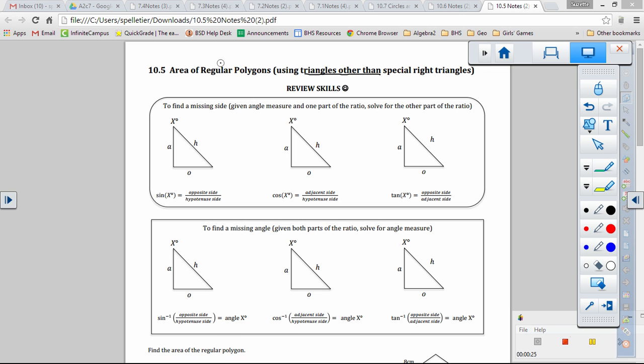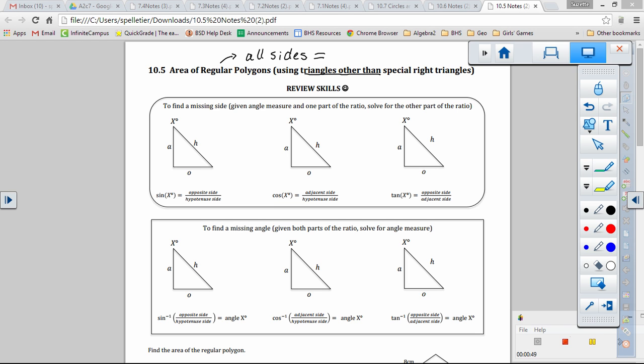So the area of a regular polygon. Regular means all sides equal. So all the sides are equal in the polygons that we're going to be dealing with, and you'll see that in the examples that we're going to do in a little bit. First, though, let's review how we find the missing sides of triangles that are not right triangles.